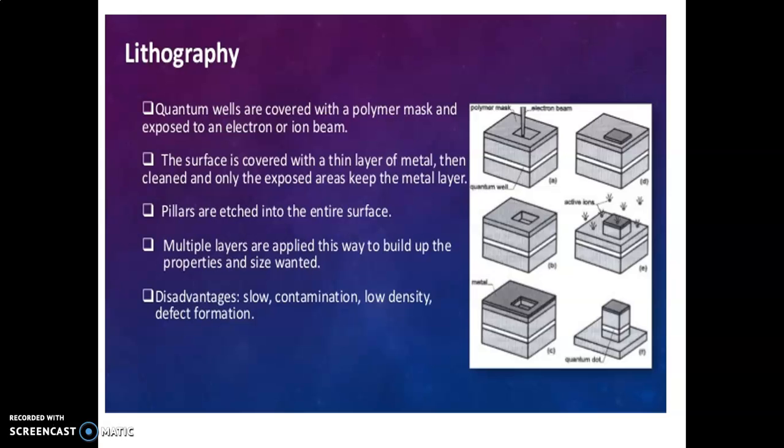Then multiple layers are applied this way to build up the properties and size wanted. So this is the method for making a quantum dot. After that they apply the etching process, activation of ions, and they are making quantum dots.